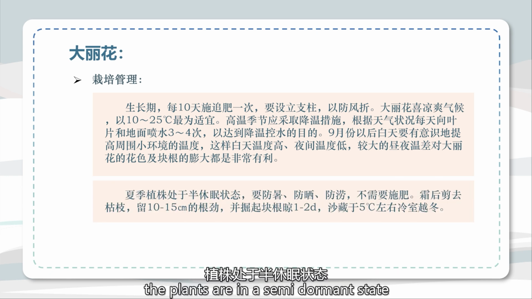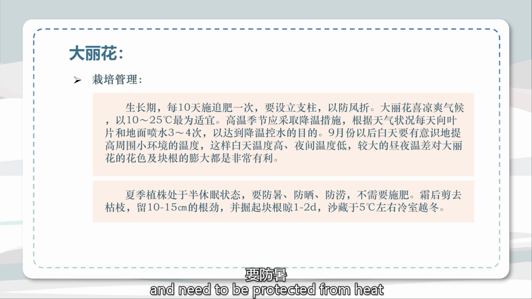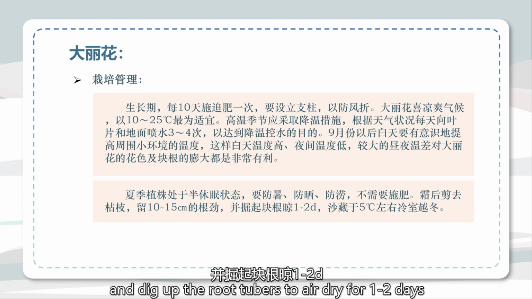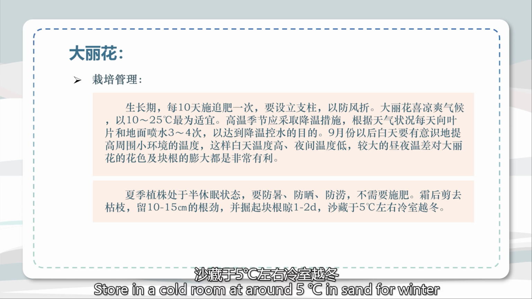In summer, the plants are in a semi-dormant state and need to be protected from heat, sun, and flooding without the need of fertilization. Cut off the dead branches after frost. Leave 10 to 15 centimeters of root stems, and dig up the root tubers to air dry for 1 to 2 days. Store in a cold room at around 5 degrees Celsius in sand for winter.